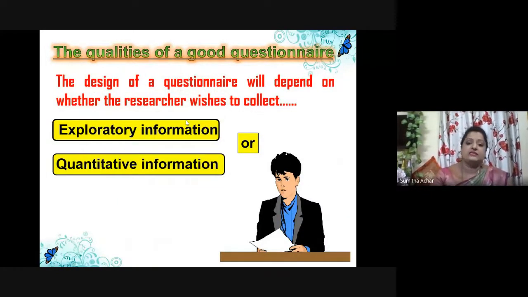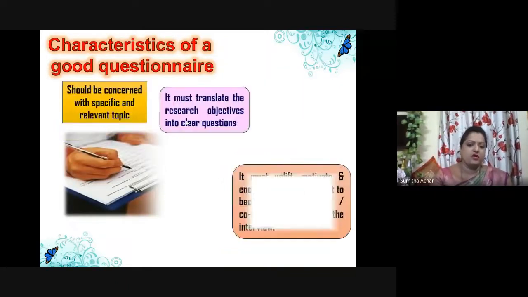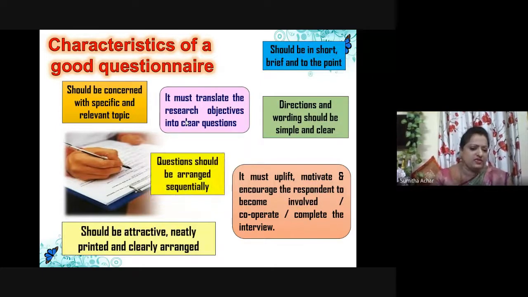Now, the basic design of a questionnaire depends on whether the researcher wishes to collect exploratory information or quantitative information. That segregates your questionnaire into structured and unstructured. Talking about the characteristics, I'm sure this has already been discussed for you. How should you word your questions? How should you arrange the sequence of a questionnaire? For example, you cannot initially ask the respondents how many children they have, how many are school going, how many are college going, and then ask, are you married? So you should put the questions in a very sequential format.